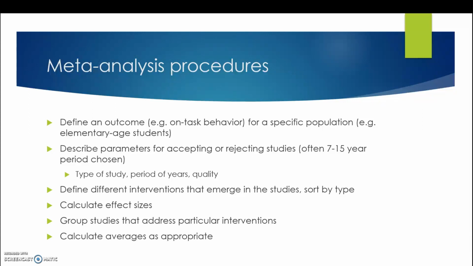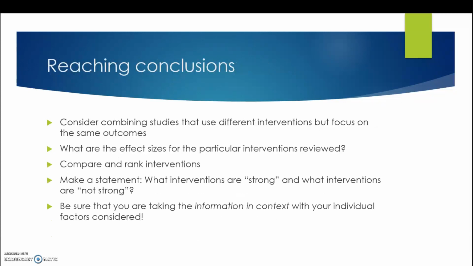You'll want to say, we will only accept this type of study over this period of years, and this kind of quality in the research, here's what we're looking for. And then you'll define different interventions that emerge in the studies. You'll sort them out by type. So you're really saying what's working, what are we finding, what's not working. You'll be looking for effect size, of course, in those studies. You might be looking for averages for effect sizes. Putting studies together that address particular interventions and then working through making sure that you're looking at those averages. And that'll allow you to reach conclusions.